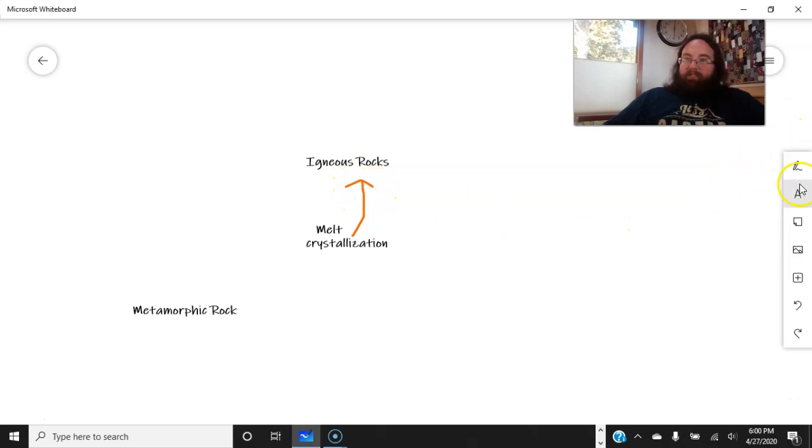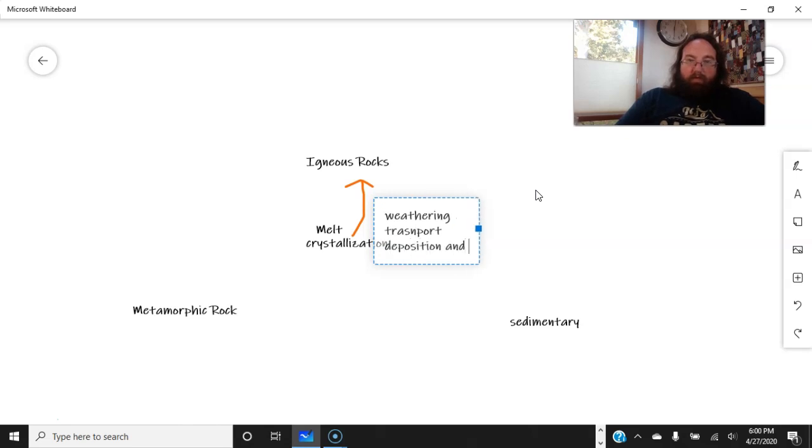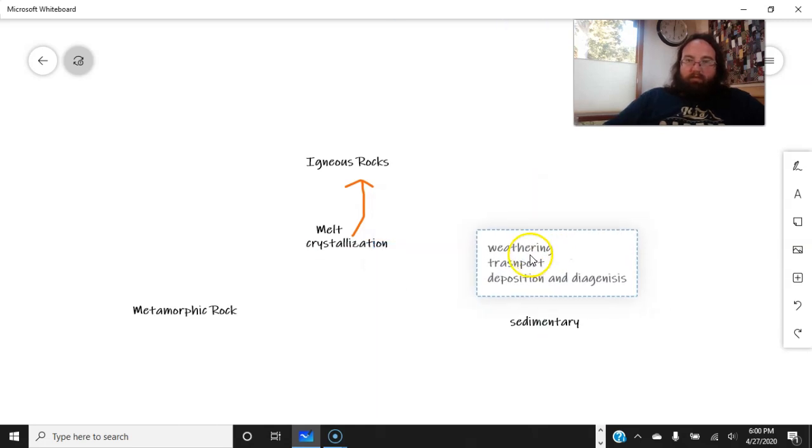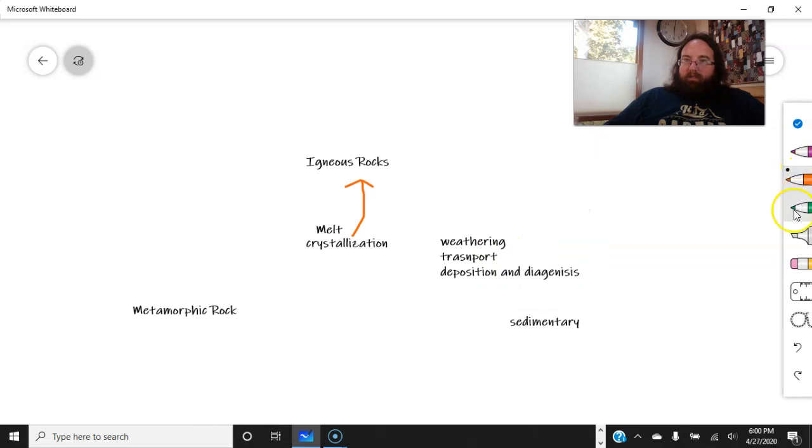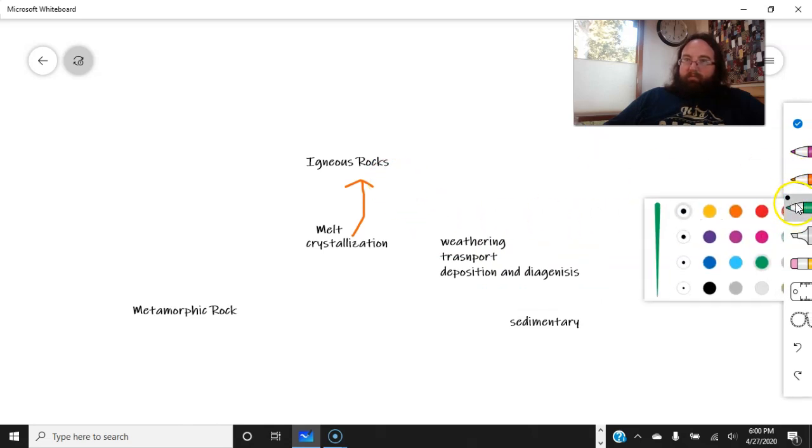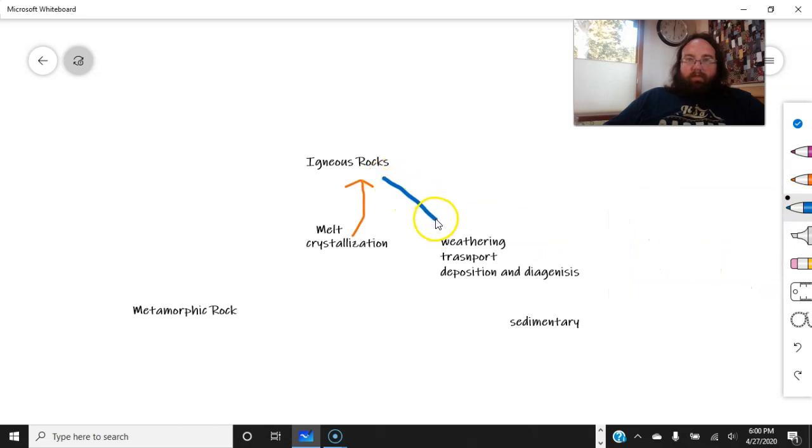Whereas your sedimentary rocks are formed from other rocks, by the processes of weathering, transport, deposition, and diagenesis. And this is how we get sedimentary rocks. That this can happen to any of the other types of rocks as well.